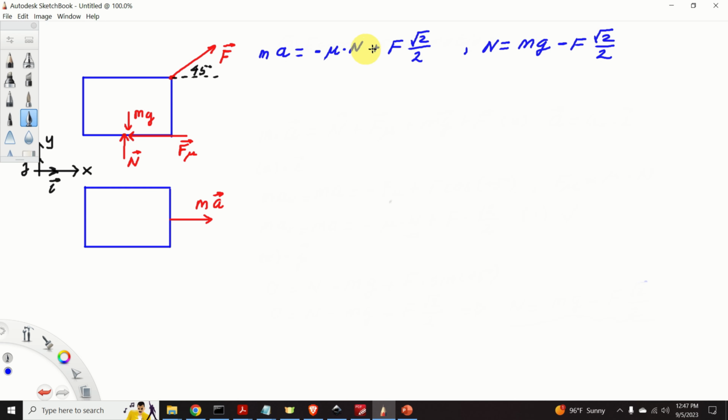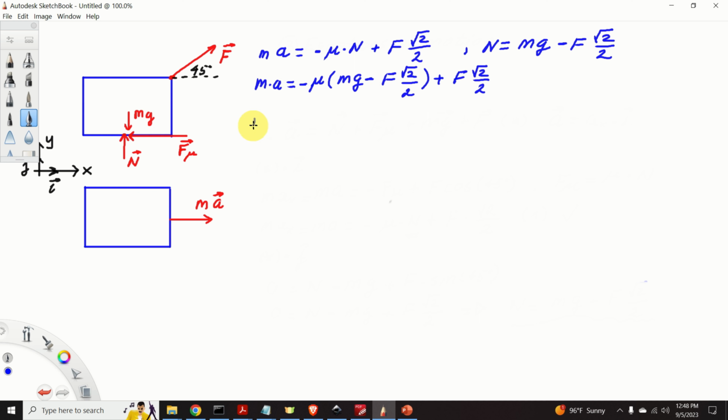Here are the two equations that we need to combine once more. We need to substitute N from this equation in this equation. Let's do that. ma is equal to minus mu multiplying mg minus F square root of 2 divided by 2, plus F square root of 2 divided by 2.